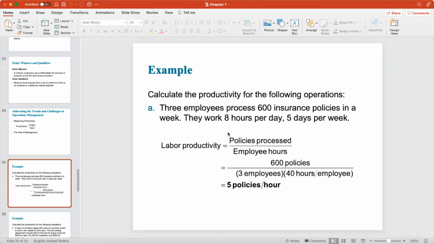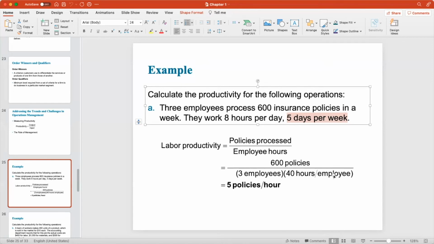First of all, we know every one of them works 8 hours per day, 5 days per week. So in total, how many hours is this for every one of them? It should be 40 hours for every one of them, right? 8 times 5. Remember, this is for every employee. But how many employees do you have? You have 3 employees. So that's why you use 3 times 40 to get your employee hours, which would be 120.